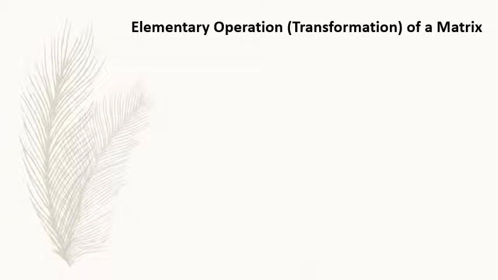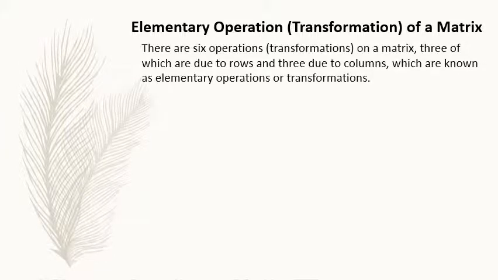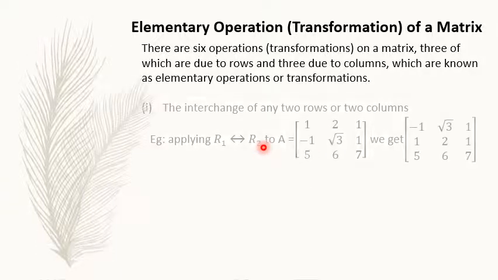Elementary operations of a matrix. There are 6 elementary operations on a matrix. Suppose we have a matrix, then we can apply some operations to rows and columns in that matrix. There are 3 operations for rows and 3 operations for columns. So we can see them one by one.